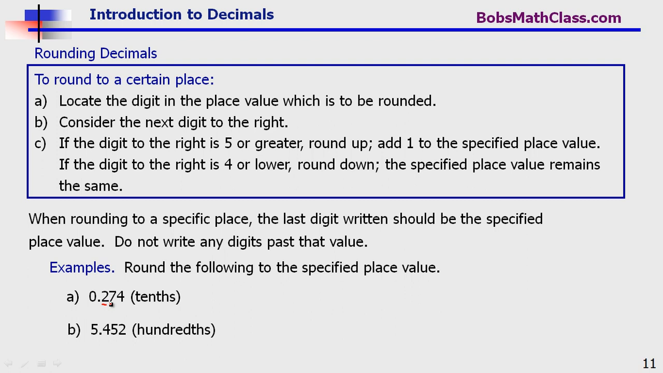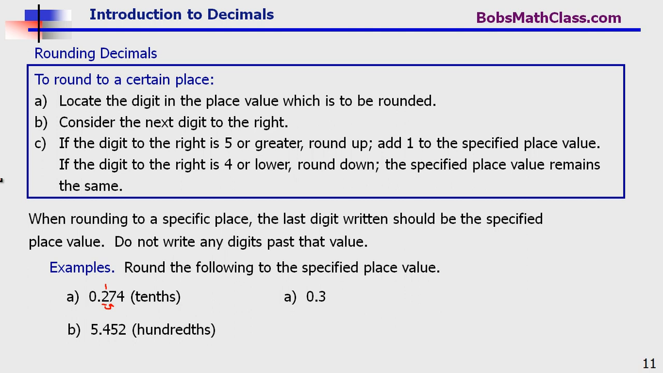So is it 5 or more, or 4 or lower? It's 5 or more. Since it's 7, are we going to add 1 or leave it the same? Add 1. So what's our answer then? 0.3. That's it. That's our answer, and that's the last number to write down, 0.3.